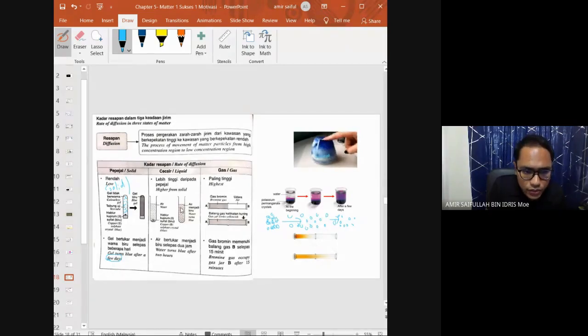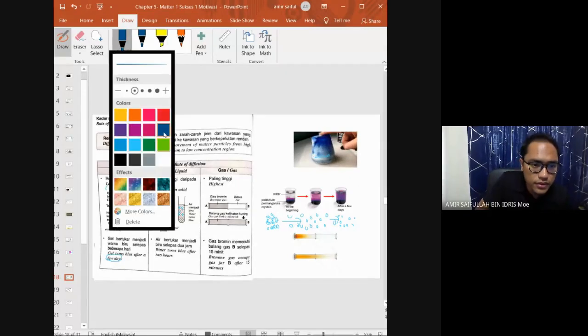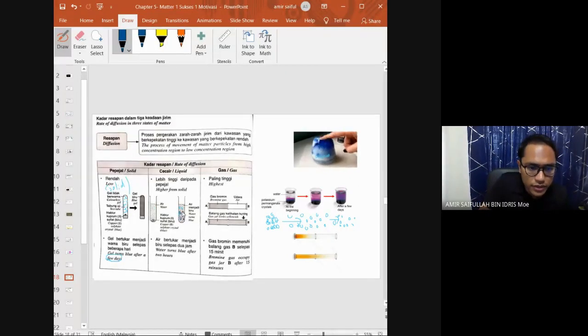For liquid, there are particles, but the particles have more space than in a solid. So when you put copper sulfate, the same thing, the blue, you can see the water turns blue after only 2 hours. This one takes a few days because gel is a solid.